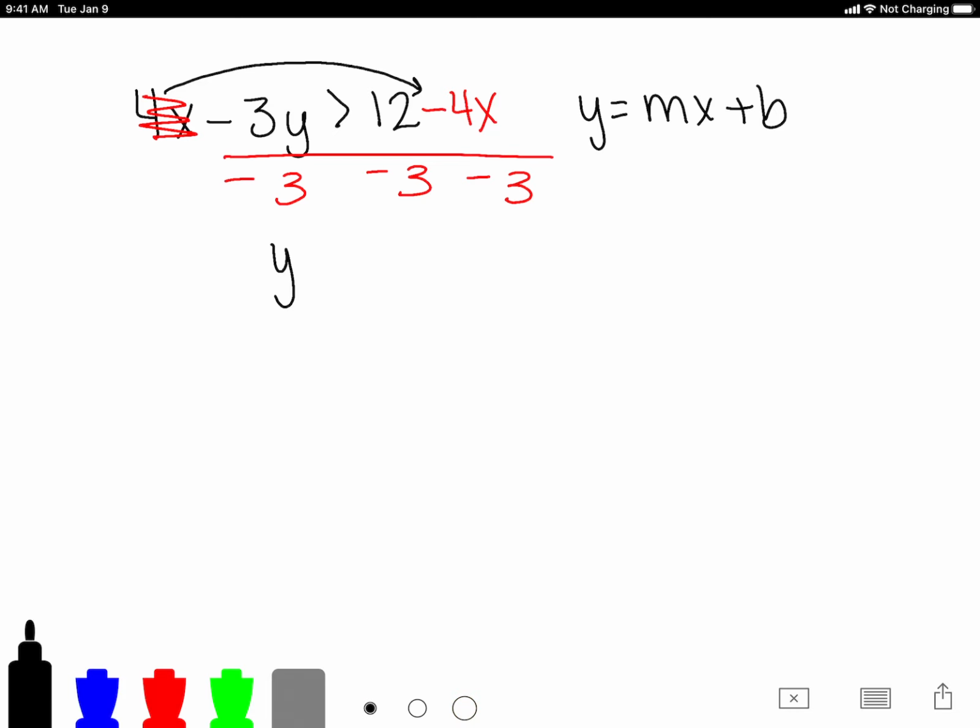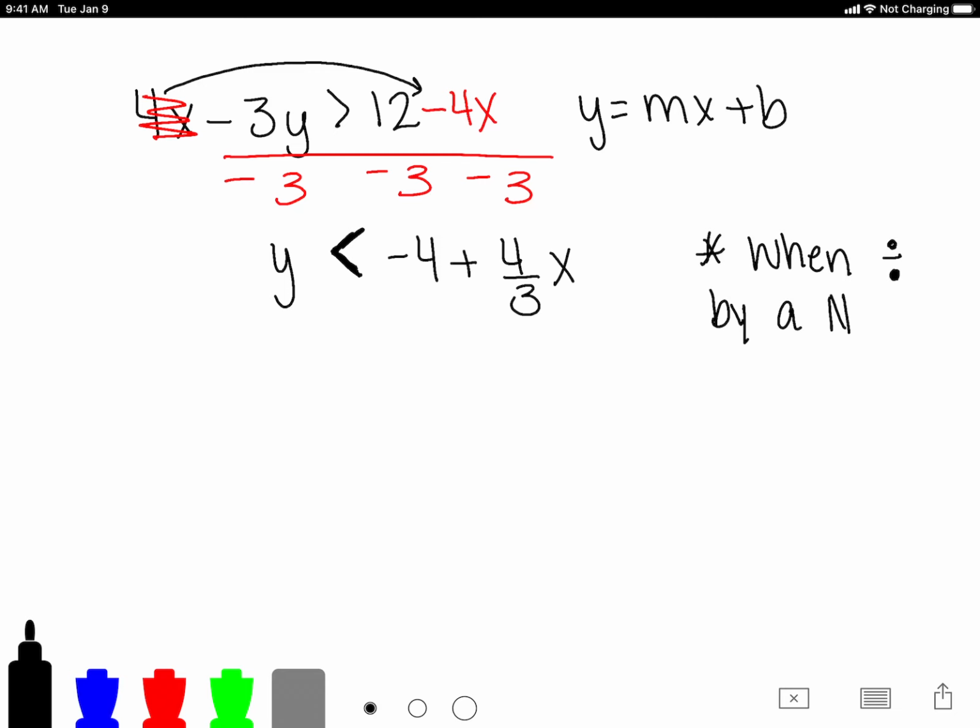And so then I clean this up. Now, we have talked previously about solving inequalities, and if you divide by a negative, you need to flip your inequality symbol. So if you noticed, I'm flipping. It was greater than, now it's going to become less than. And then, of course, 12 divided by -3 is -4. -4x divided by -3 turns into a positive 4/3 x. So just be careful when dividing by a negative. You want to flip the inequality.